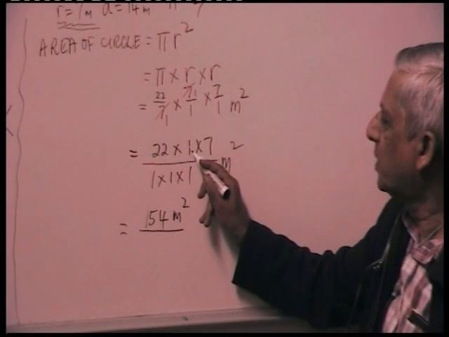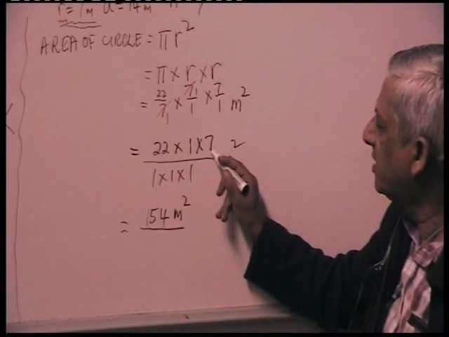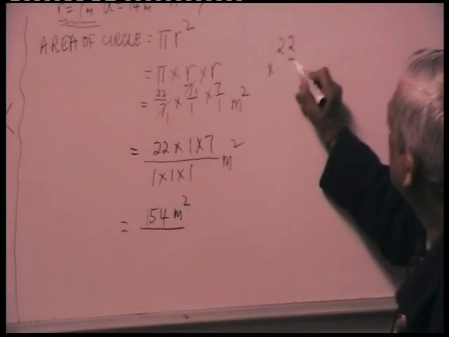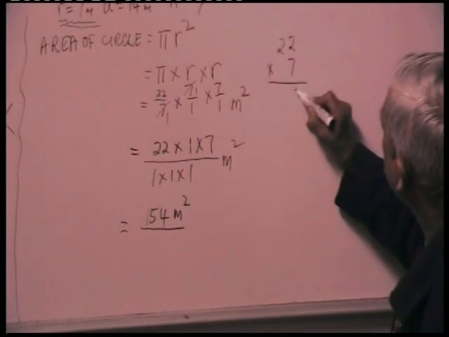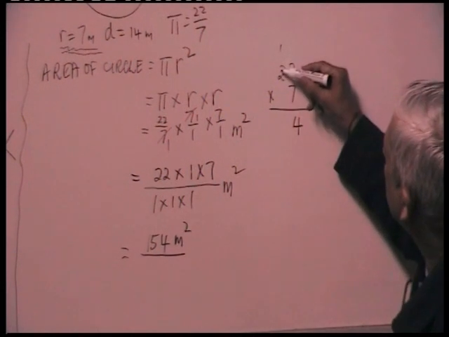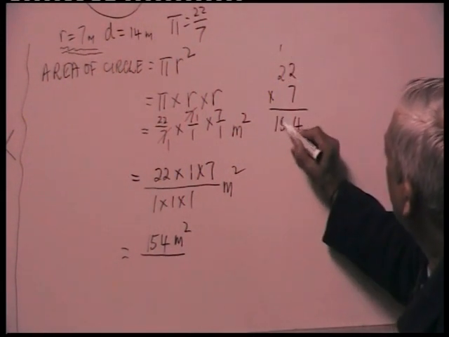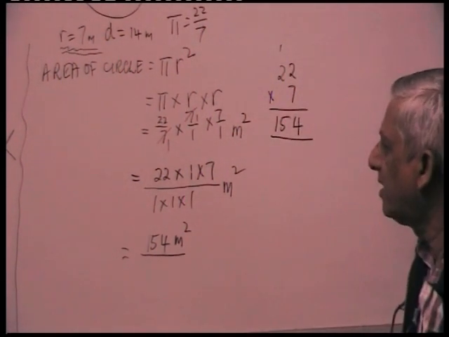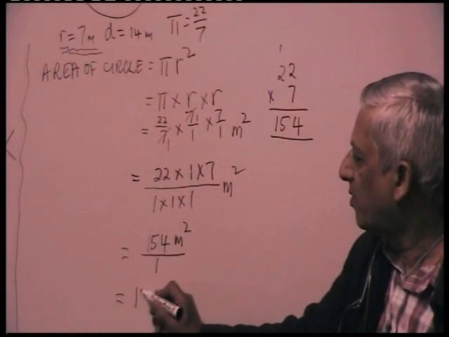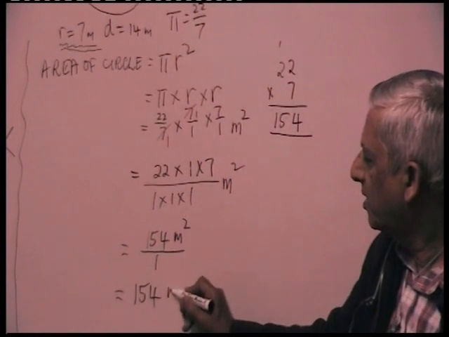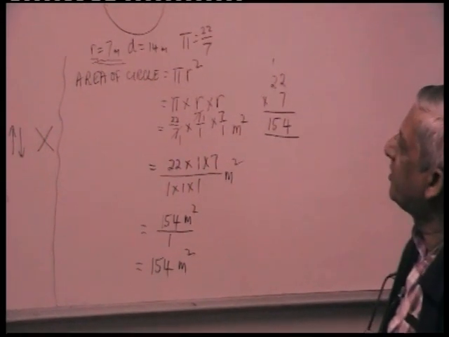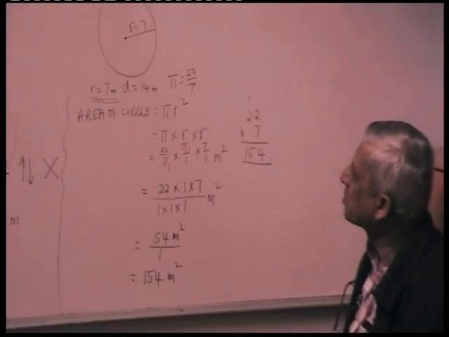22 times 1 is 22. 22 times 7 is 154. If you forgot, you do it like this: 22 times 7. 7 twos, 14. Carry 1. 7 twos, 14, and that 1, 15. So that's how you get 154 over 1, and 154 over 1 is 154. So the area of the circle is 154 meter squared.